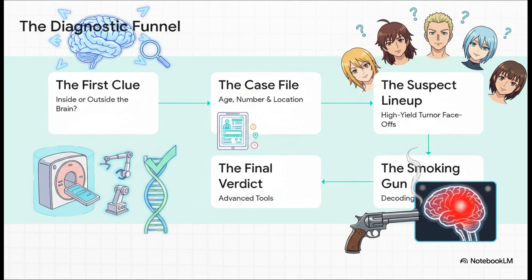First, we find our biggest clue. Is it inside or outside the brain? Then we open up the case file. Age, number, location. After that, it's time for the suspect lineup, where we compare the usual suspects. Then we look for the smoking gun, those dead giveaway imaging clues. And finally, we bring in the high-tech tools for the final verdict. See? It makes the whole thing totally manageable.